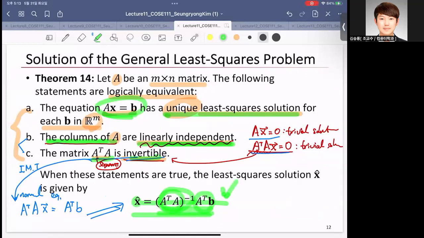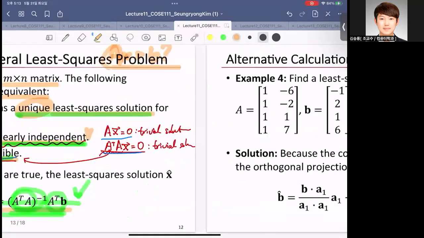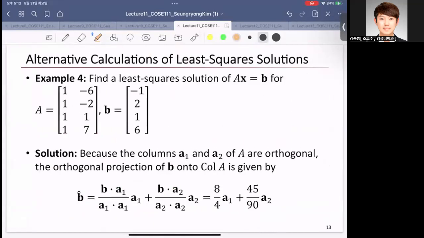그 말은 뭐냐? 여러분들이 어떤 AX equals B를 만났어요. 그렇죠? 근데 AX equals B가 솔루션이 없어요. 그렇죠? 근데 매트릭스 A를 봤을 때 얘의 컬럼들이 리니어 인디펜던트 해버리면 이 솔루션은 least square solution이 유니크하게 존재한다 라고 하는 게 바로 이 theorem에서 말하고 싶은 거죠. 알겠죠? Question.